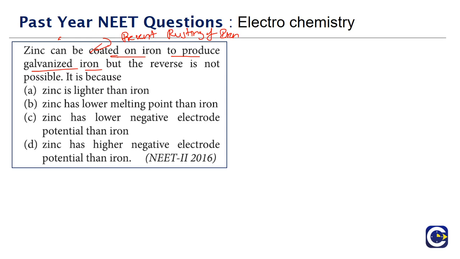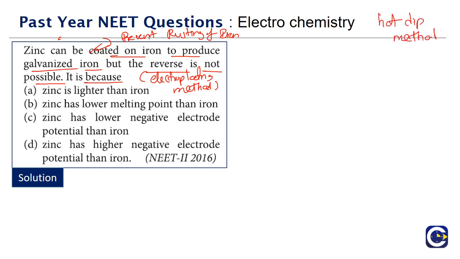So look at the question. Zinc can be coated on iron to produce galvanized iron, but the reverse is not possible. It is because of. So here this is a slightly tricky question. We can also call it a misleading question. The reason is it is not like we will never be able to coat iron on zinc. We can coat iron on zinc, but it depends upon what method we are choosing. Here they are asking by the electroplating method. So the method that they are referring to is the electroplating method. Generally there are two methods of coating zinc on iron. One is called the hot dip method.